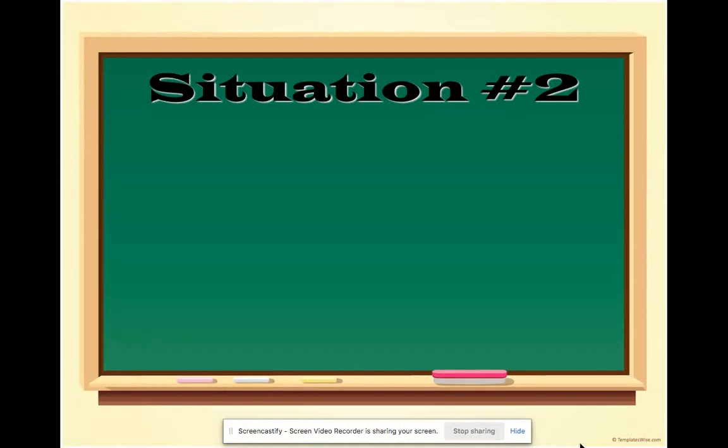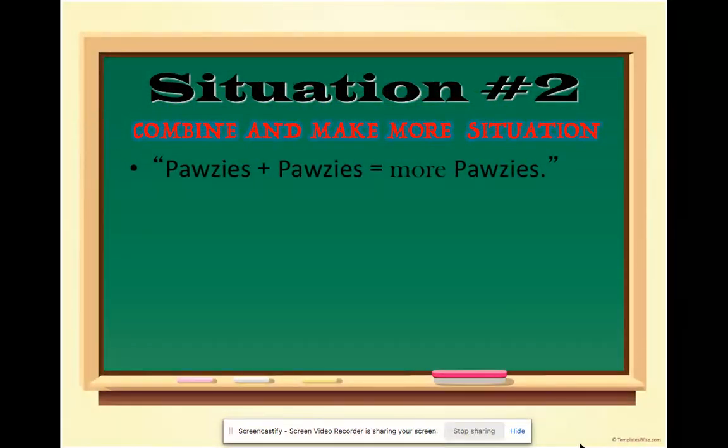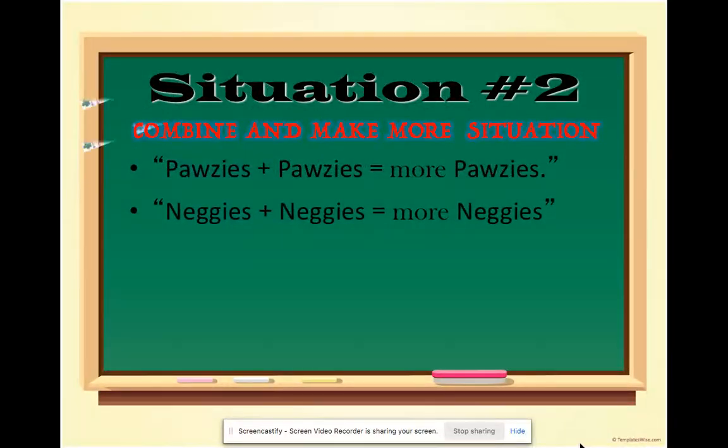What was the second situation? And who said that, Aaron, nice and loud? You said that, Aaron? No, that was you, Ava? Combine and make more. Good. Combine and make more. Thank you, Ava. And the combine and make more situation is very simple, and that's a good situation. We have Pawzies plus Pawzies. That's more Pawzies. That's what you've been dealing with all your life. What's new, what's different is Neggies plus Neggies equal more Neggies.